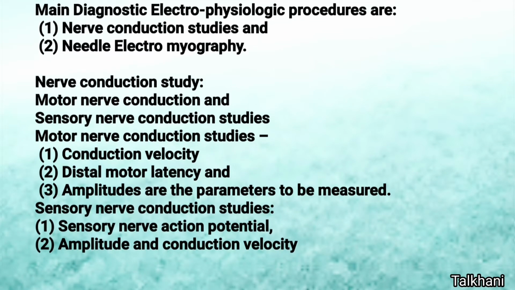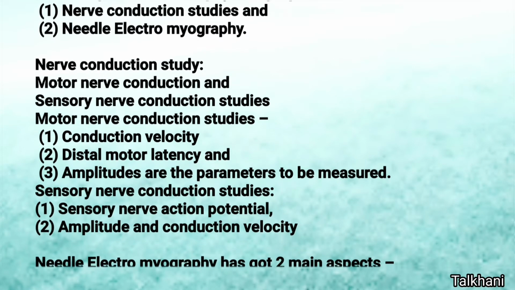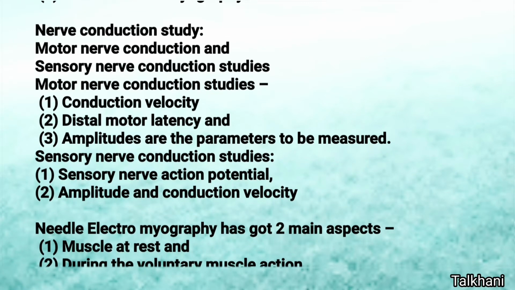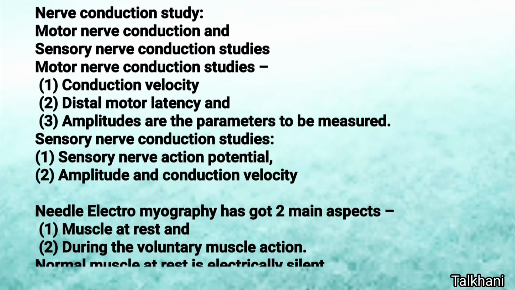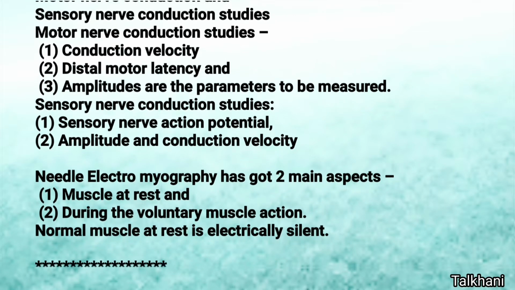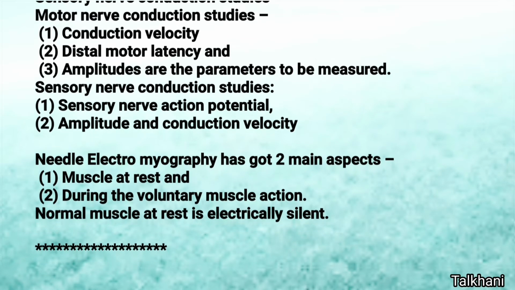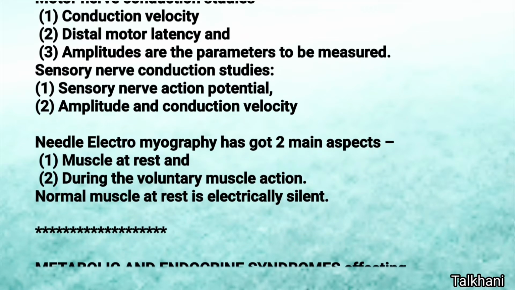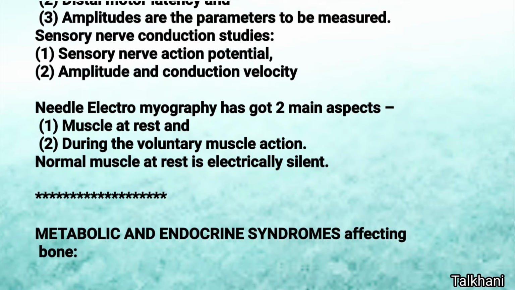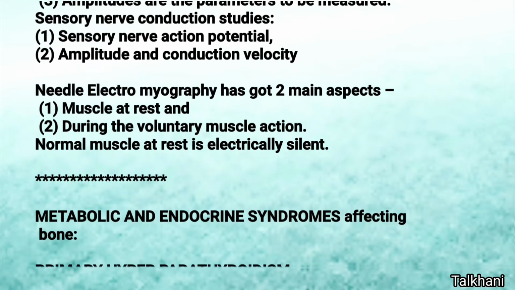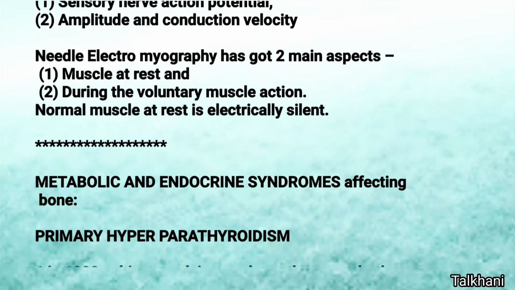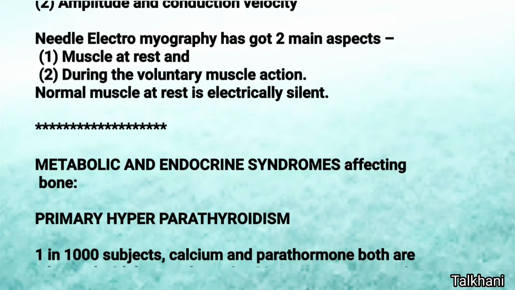Some of the metabolic and endocrine syndromes affecting bone are described below in brief. Primary hyperparathyroidism, incidence 1 in 1,000 subjects. Calcium and parathormone both are elevated with hypercalcemia. Most common cause is adenoma, 80%. Parathormone increases calcium resorption from the bone, calcium absorption from the intestine, and calcium excretion from the renal system. X-ray findings are osteitis fibrosa cystica, osteopenia, localized bone resorption at the terminal phalanx or distal clavicle, and changes in the skull.